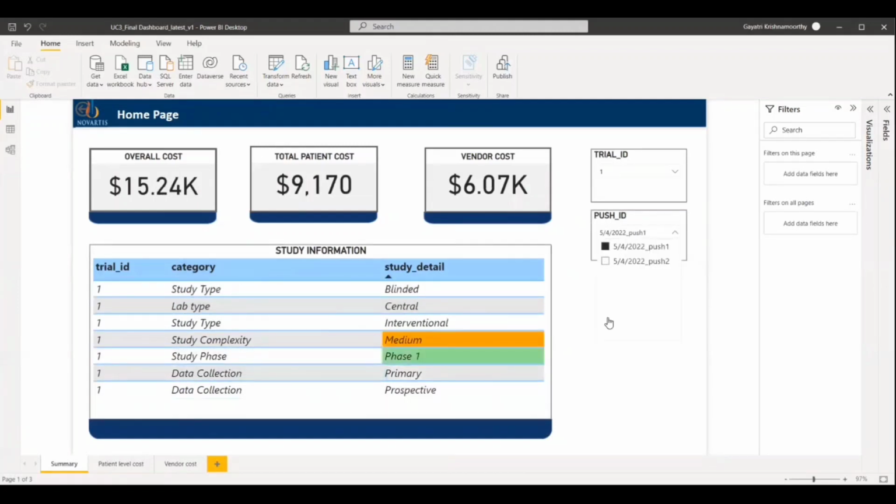Let's take a look at push 1. So here we see that the complexity is medium and it's in phase 1. Now, on the top, we have the most important KPI, which is the overall cost. So this is a summation of total patient cost and vendor cost. So we can take a deeper look into these by navigating to them at the bottom of the page. We can also use a shortcut, control and click, to get there.